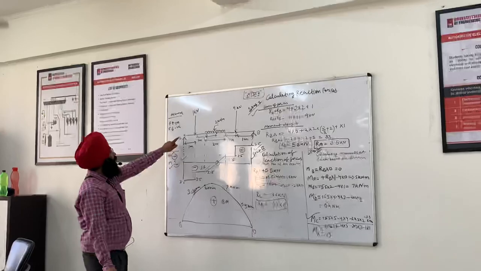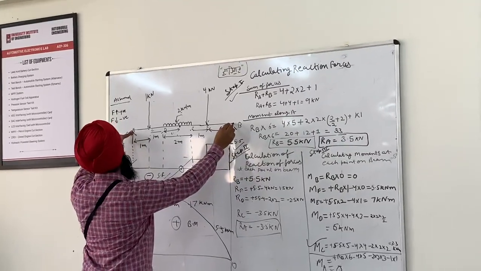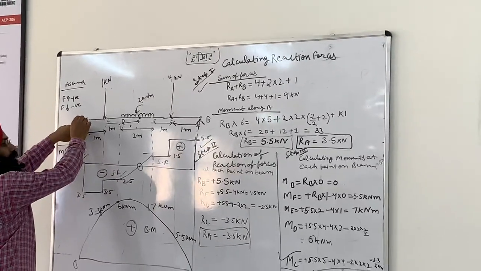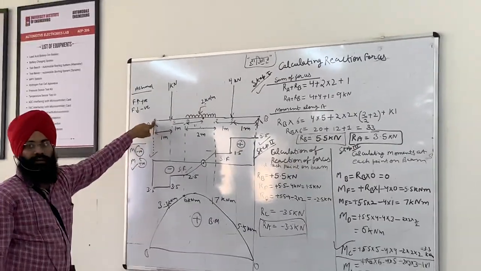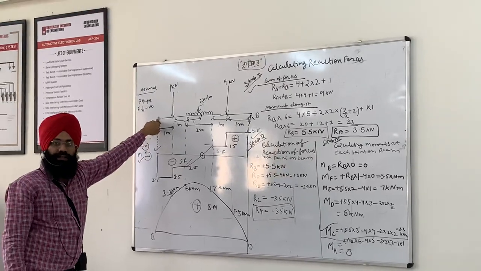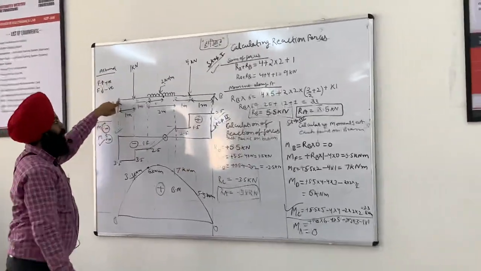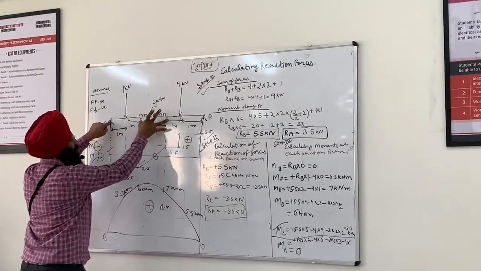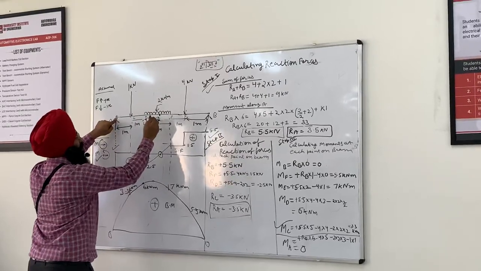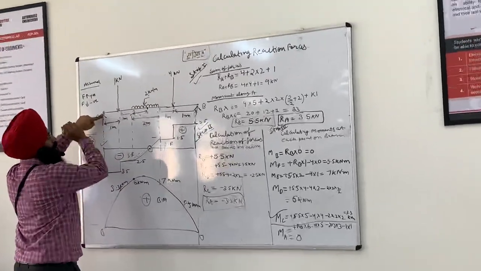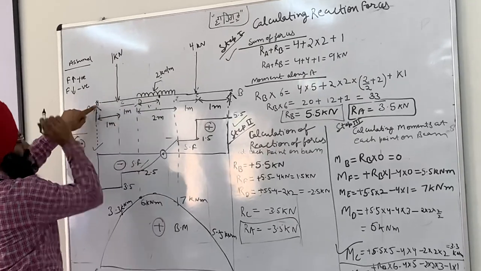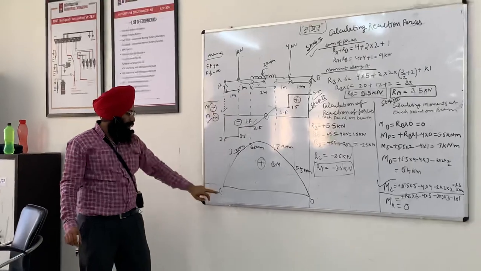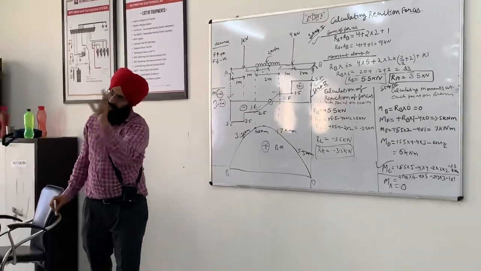You can ask if you are having any doubt somewhere. Clear? MA: RB into this distance, positive or negative? Positive. Why positive? Because it is anti-clockwise. Yes, anti-clockwise. 4 into this distance, 2 into this distance to make a force, then from center up to here, moment. Then 1 into this distance. So you will come to know that at point A, your moment will be 0. That means your answer is correct.